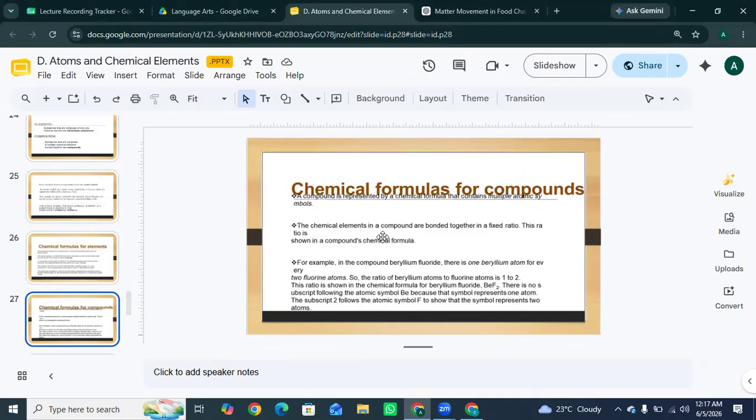Okay? For example, beryllium fluoride is BeF2. Okay? This means for every one beryllium atom, which, no number means one, there are exactly two fluorine atoms.